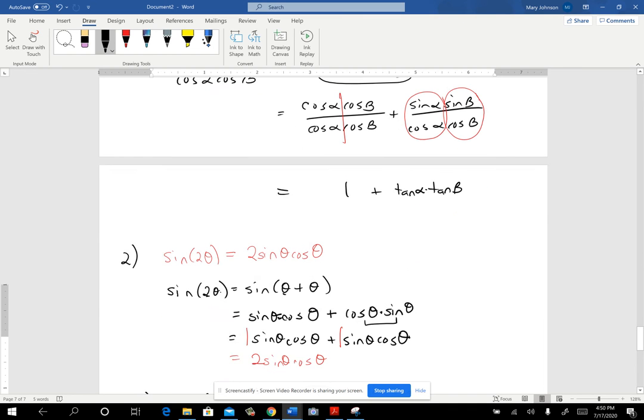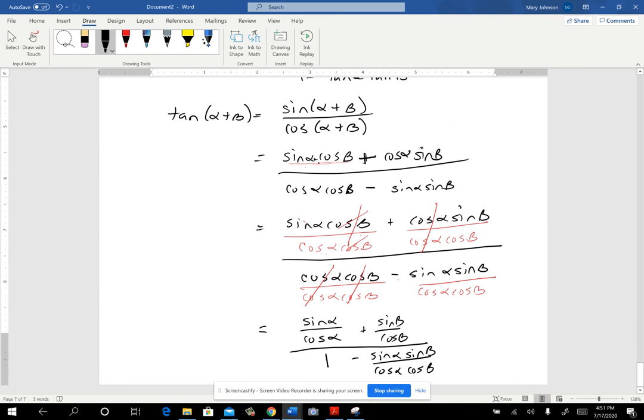So let's see if we can see. There's just one more step. I think I can squeeze it in right here, because isn't this tangent of alpha? Isn't this tangent of beta? Okay. We have the 1 minus, and then isn't that tangent alpha, and this tangent beta, but there's a times in between them. There you have it.